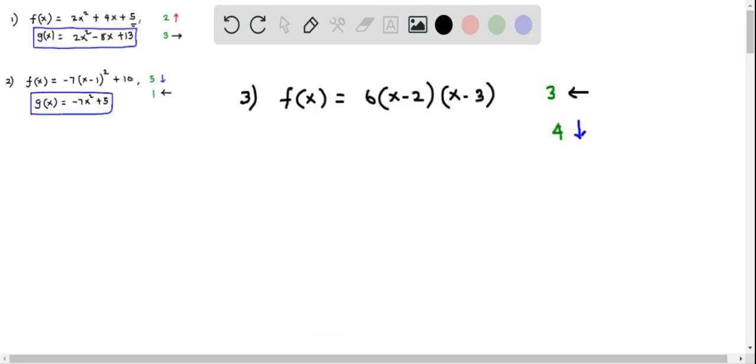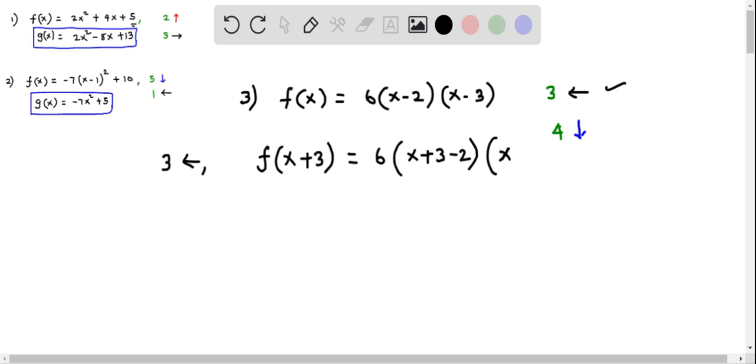In question 3, the first translation is 3 units to the left. So we find f of x plus 3. This gives 3 units to the left. And so this equals replace x by x plus 3 in the right side expression. So this will become 6 times of x plus 3 minus 2 times, replacing x by x plus 3, this will become x plus 3 minus 3. And so this equals plus 3 minus 2 is 1. So it is 6 times of x plus 1 times x.